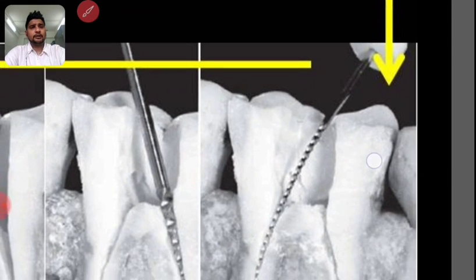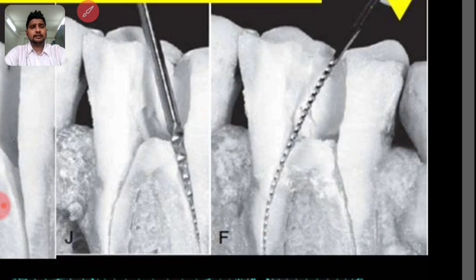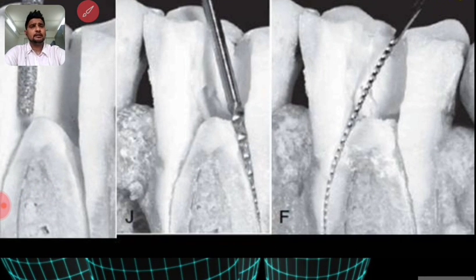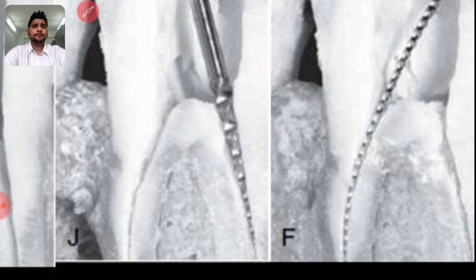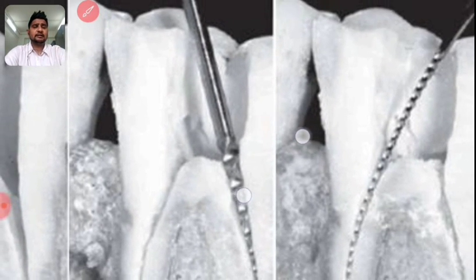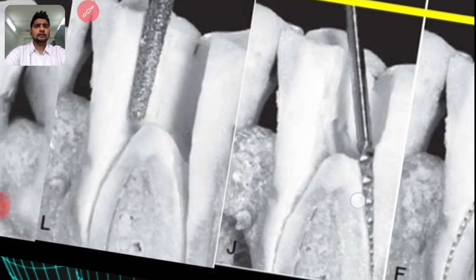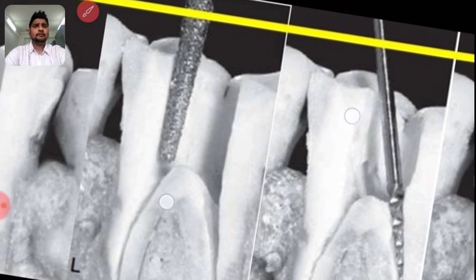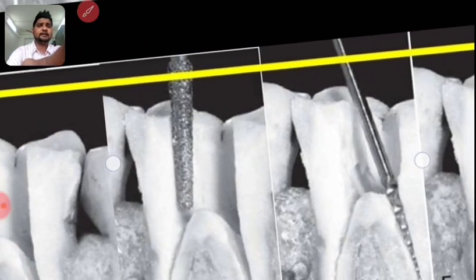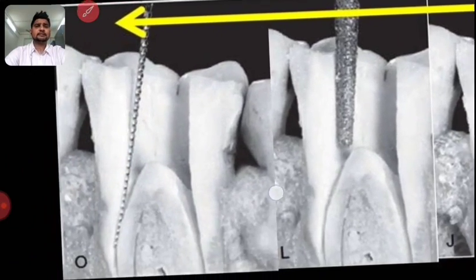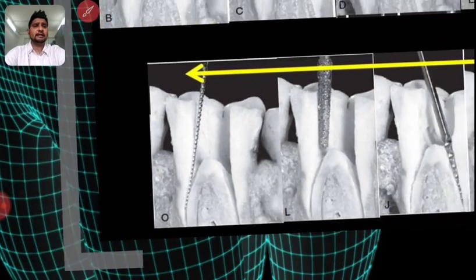And then you take a small 10 number file, you put it into the canal and check for patency. As a scouting file, check if there are no obstructions, check for the curvatures, just feel the canal. And then you take your orifice opener, enlarge the orifice so that later on the files can go in easy. And you take your SafeEnd and give it a nice flare, and now you can see the difference in the angulation of the file.